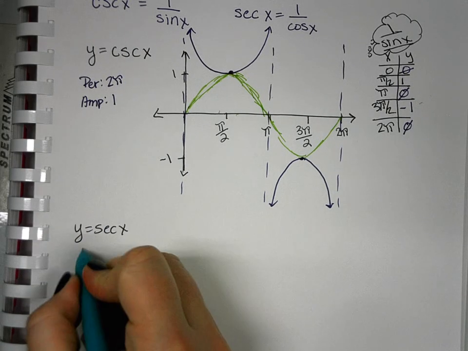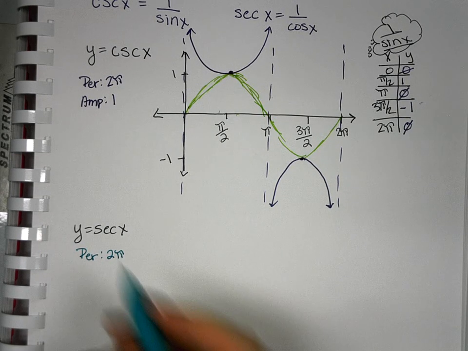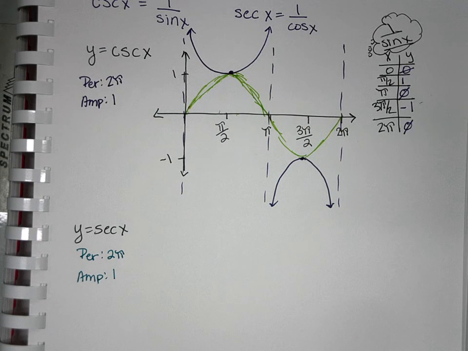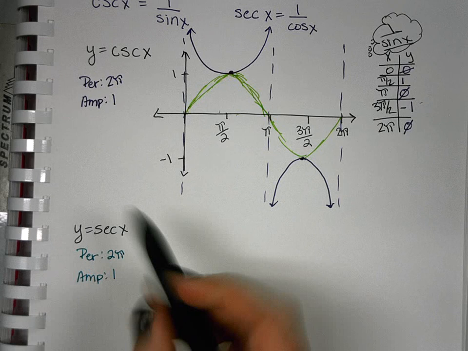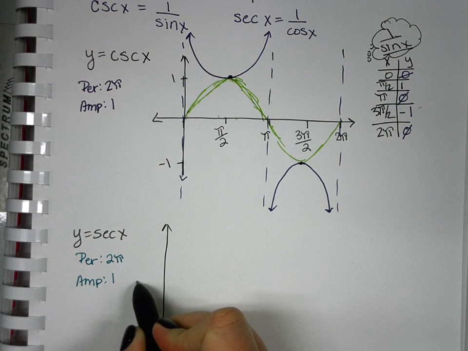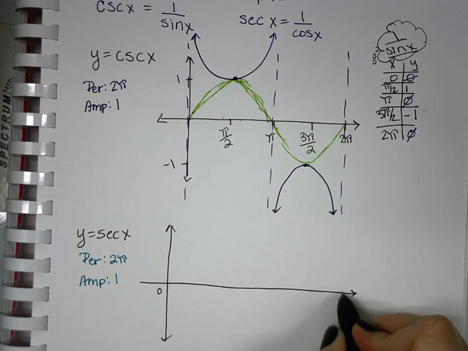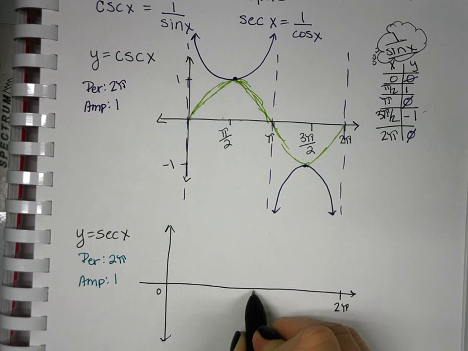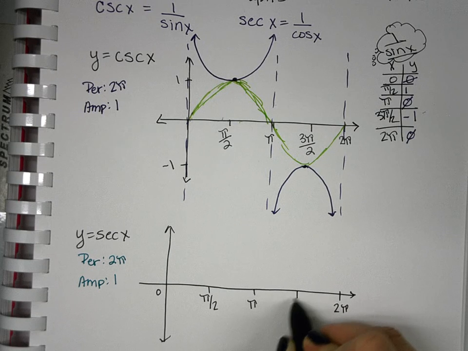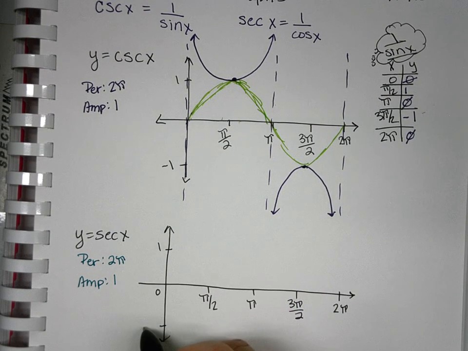our period is going to be 2 pi as the parent graph, just like cosine. Our amplitude is going to be 1, just like cosine. How we draw our key points, we do it the same way we do a cosine. So with cosine, 0 to 2 pi, in the middle is pi, in the middle is pi over 2, and in this middle is 3 pi over 2. And we go up 1, down 1.